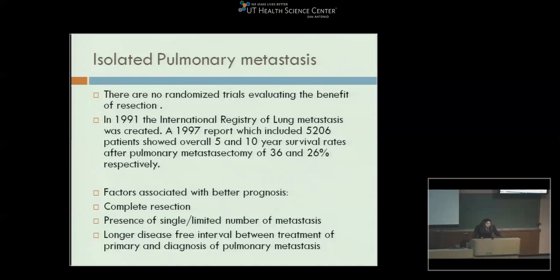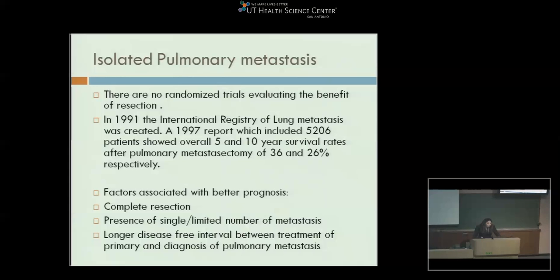They made a report in 1997 that included 5,206 patients that showed an overall 5 to 10 year survival rate after pulmonary metastasectomy of 36 and 26% respectively. And based on this, they started thinking, well, maybe we should resect the pulmonary metastases too.